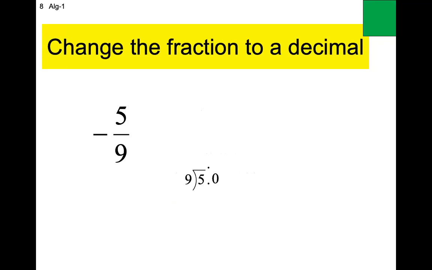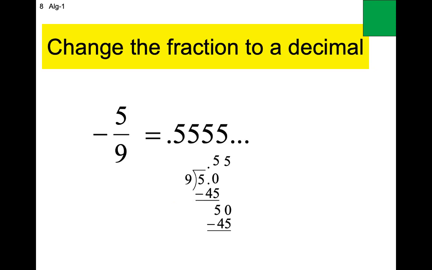9 doesn't go into 5, but it does go into 50. What? 5 times? 45? Yeah, 45. Ooh, look, remainder 5. We're back to where we started from. We just get a string of fives, one after the other. How many times do we have to do this? At least until you can definitively convince yourself that we're getting the same remainder over and over and over again. As soon as that's done, you can write this in repeating or bar form.